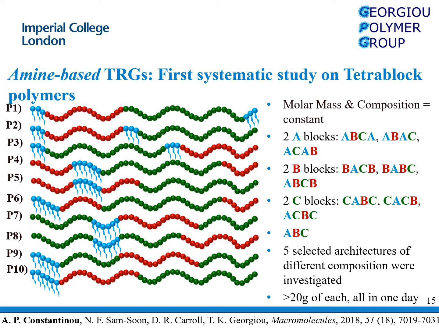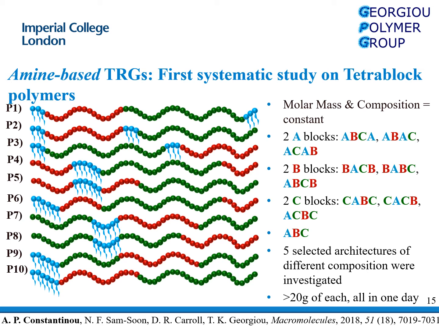Then one of the latest studies of the group was on thermoresponsive tetrablock polymers, and this is actually the first systematic study on this subject. The molar mass and composition were kept constant, and the only thing that changed was the architecture, to have a systematic study. So for example, polymers 1, 2, 3 have 2 A blocks, so 2 PEGMA blocks, hydrophilic ones, in different combinations. Then polymer 4 to polymer 6 have 2 hydrophobic blocks, while polymer 7 to polymer 9 have 2 thermoresponsive blocks.